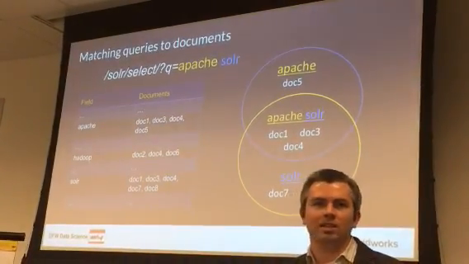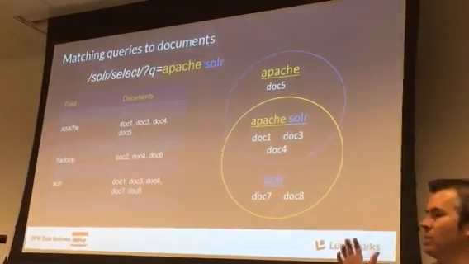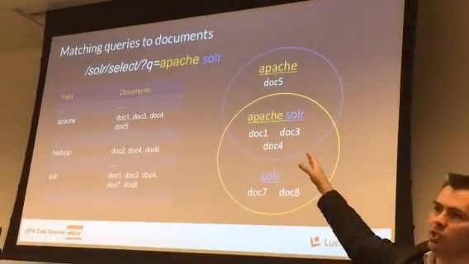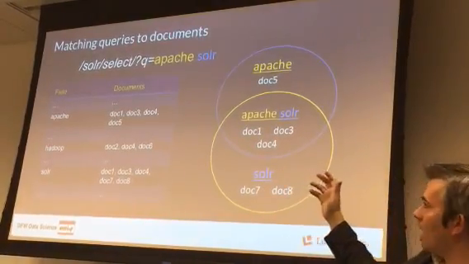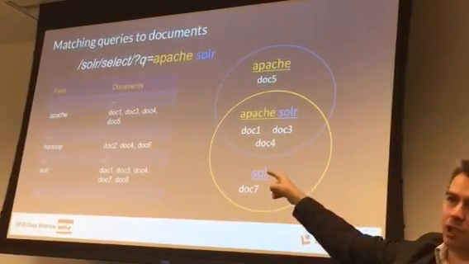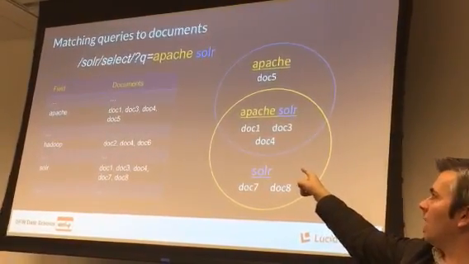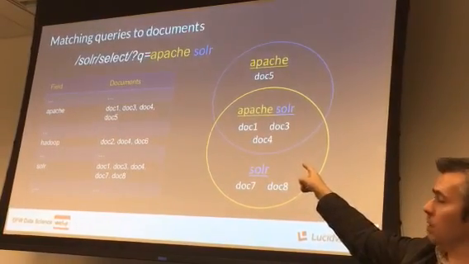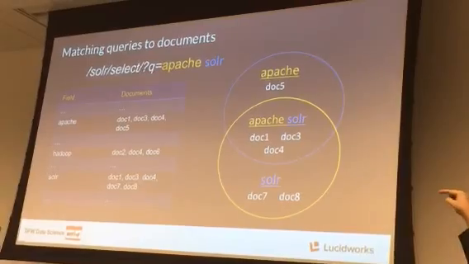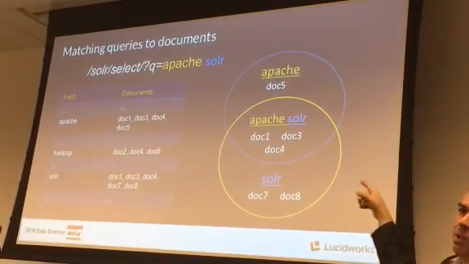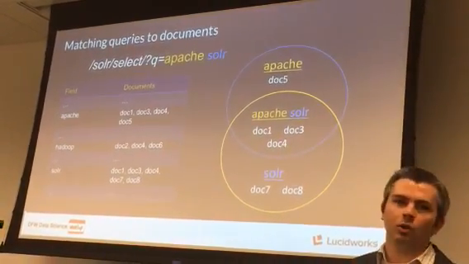So here's an example where I'm hitting Solr, and I'm saying, all right, I want to search for Apache Solr. That's my phrase, or those are my keywords. And all I have to do for that is look up Apache, get the set of documents that Apache's found within, look up Solr, get the set of documents that Solr's found within, do an intersection, and then I've got all the documents that match the keywords Apache and Solr.